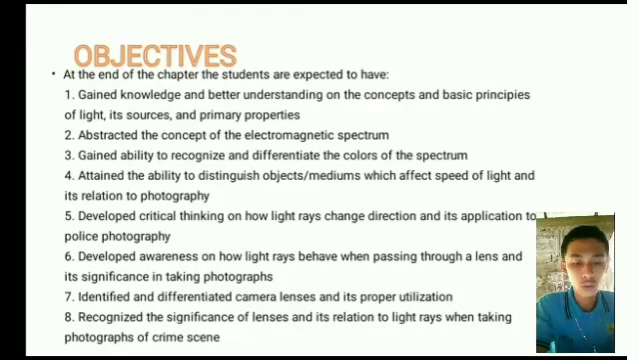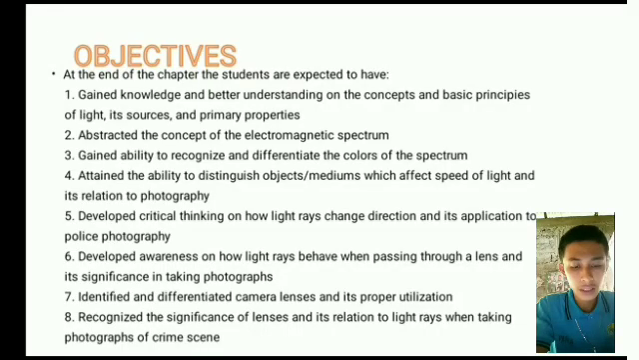Attained the ability to distinguish objects and mediums which affect the speed of light and its relation to photography. Develop critical thinking on how light rays change direction and its application to police photography. Develop awareness on how light rays behave when passing through a lens and its significance in taking photographs.